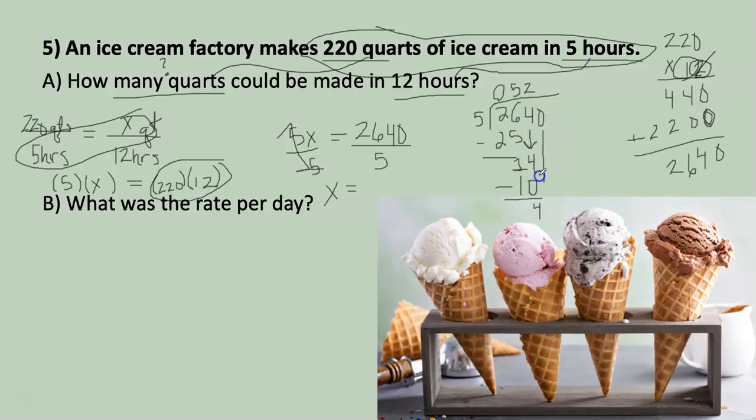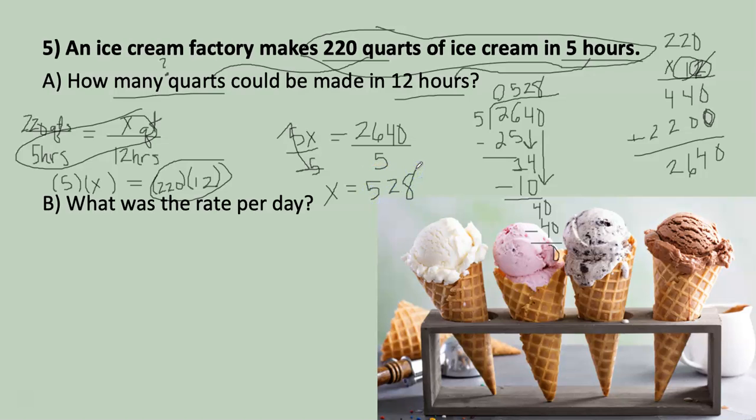Can't ask the question until I bring a number down. Now I can ask, 5 goes into 40 how many times? 8 times, because 5 times 8 is 40. I subtract, I get 0, there's nothing to bring down. So my answer is 528.